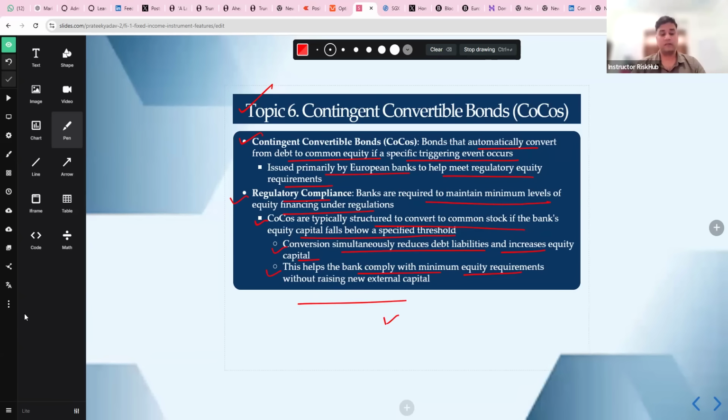Example, CET1 ratio. Bank stress or the regulatory trigger are also the triggers. Why do banks issue COCOs? Because this is pure Basel or regulatory engineering, right? Banks must maintain equity capital, but equity is expensive, so they issue COCOs which behave like debt in good times, equity in bad times. What exactly happens in a trigger is that debt goes down, liability reduces, equity goes up, conversion into shares, balance sheet strengthens automatically. The key idea for the exam here is that COCOs are loss absorbing instruments used heavily by European banks post 2008 crisis.